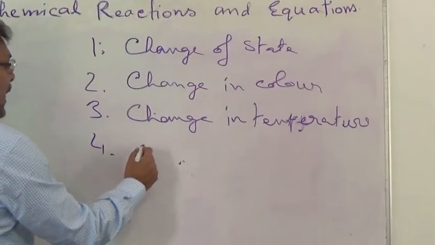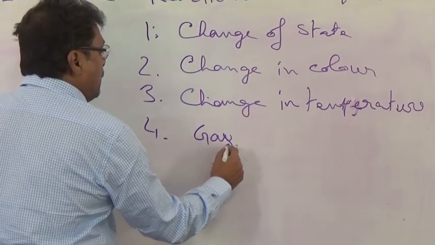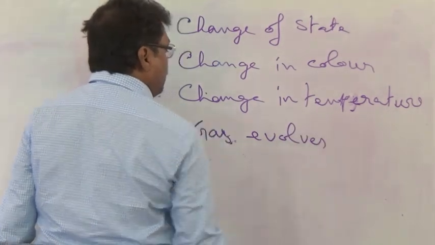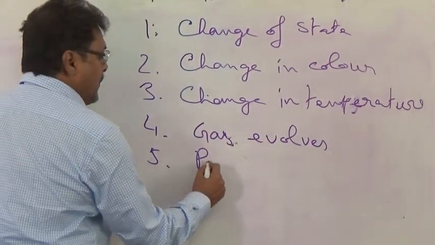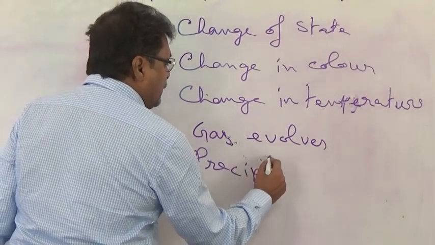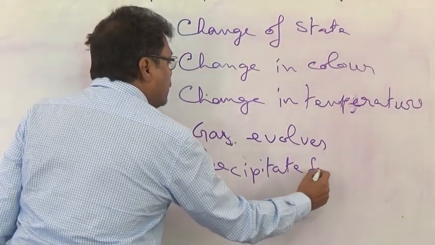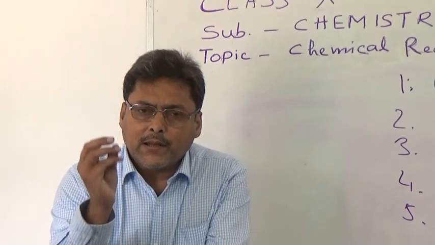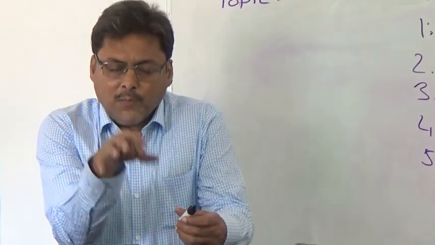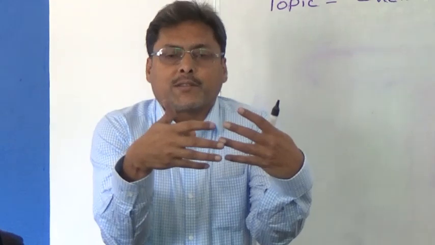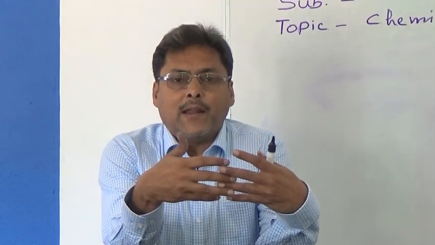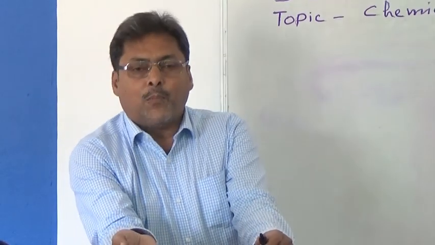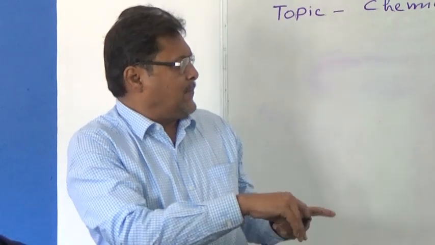Sometimes a gas is involved. And sometimes a precipitate forms. What is a precipitate? Precipitate is a solid that forms when we mix 2 solutions. When 2 solutions chemically react, sometimes a solid comes down, falls down at the bottom, and we call it a precipitate. These 5 are the basics.